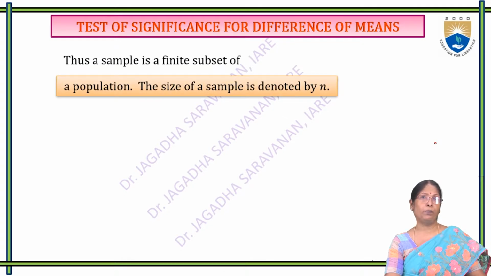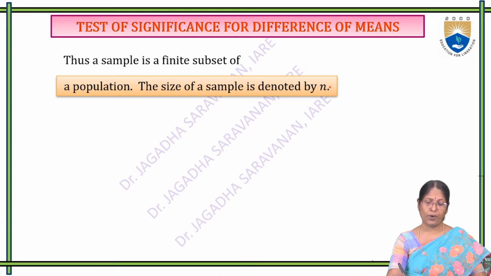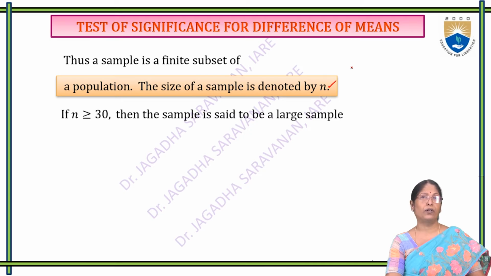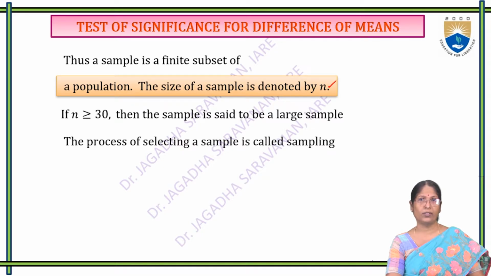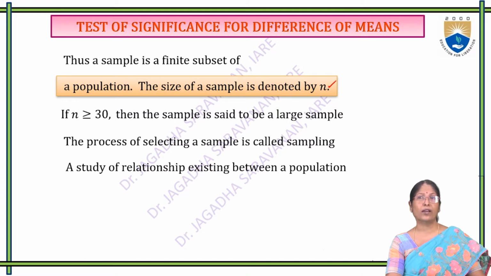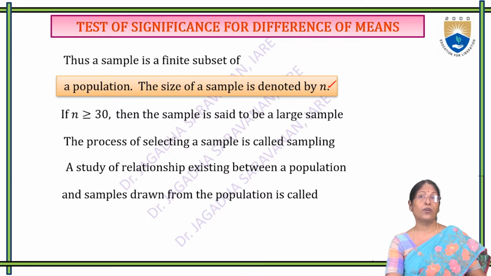Now how many samples do we have to take? The sample size is denoted by the small n. If the number is 30 or more than 30, then it comes under a large sample. If it is less, then it comes under a small sample. So about the population, a defined statement about the population, whether it is correct or not, to check, we are taking the samples. The relationship between the population and the samples which are drawn from the population is called sampling theory.